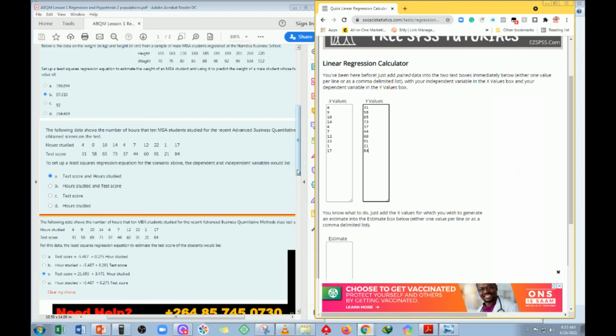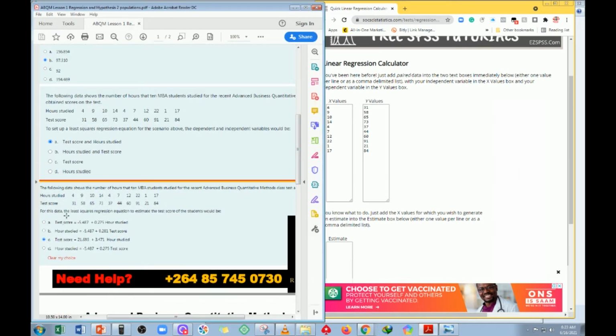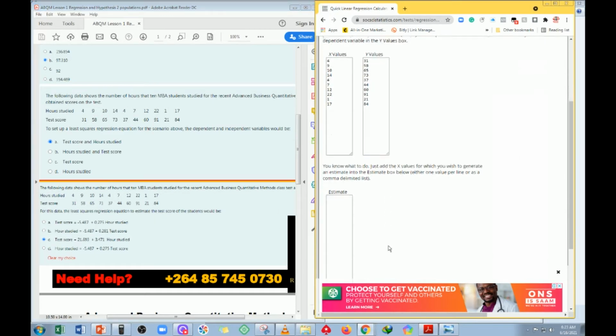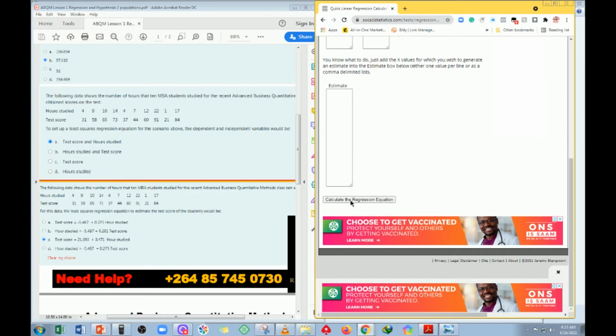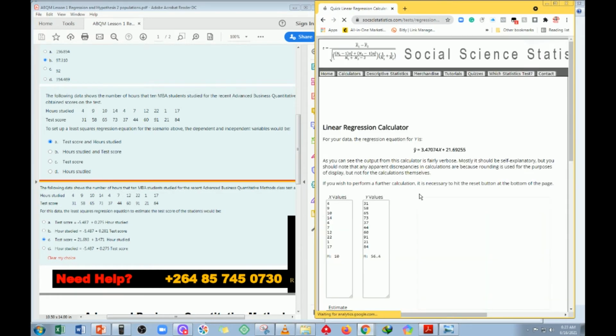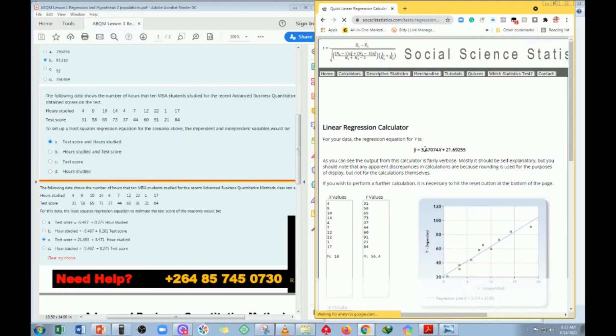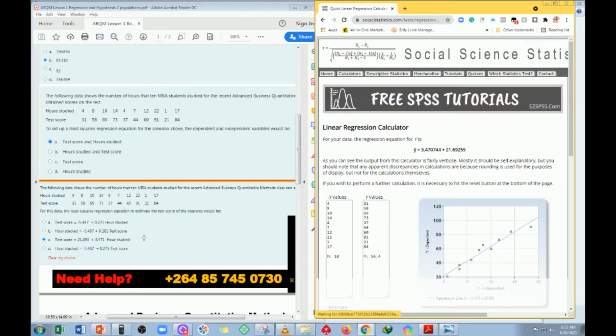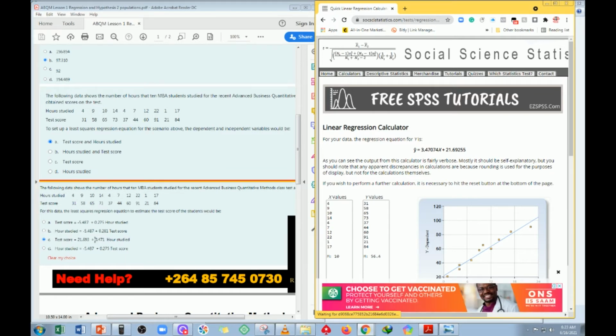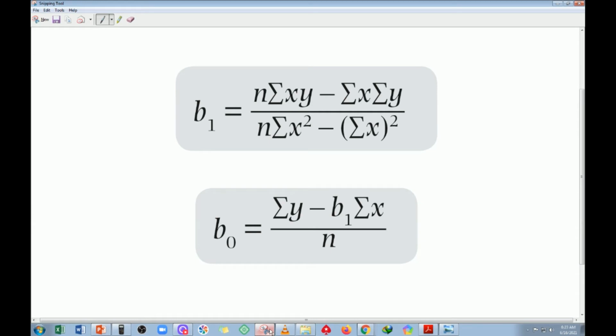Then we answer the question where they ask us to give the equation of the line. It's simple. Once we enter the data, we press calculate the regression equation. There you go. 3.47x, which is 3.47 times hours studied, and positive 21.69. Straightforward right there. Not wasting time trying to remember this. You don't have to remember this, you don't even have to apply this.